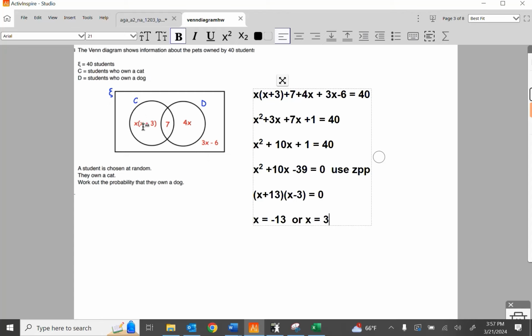Negative 13 doesn't make sense. Here's an old vocabulary word. It's extraneous. Remember that word? So x equals 3 is the real solution.